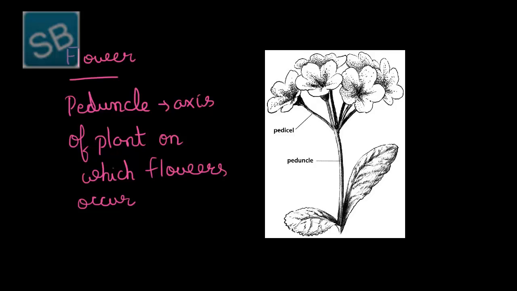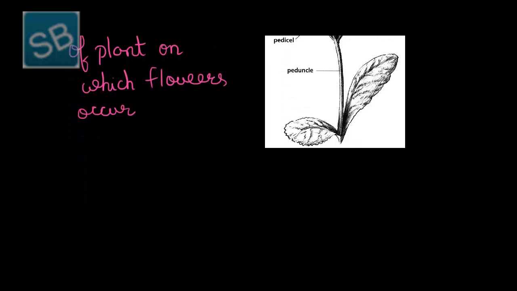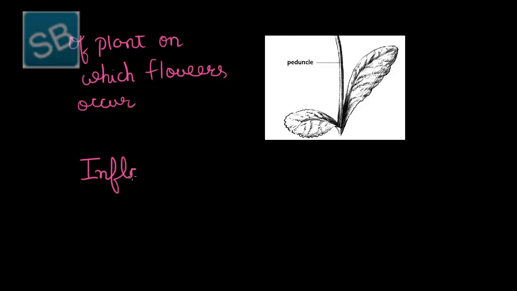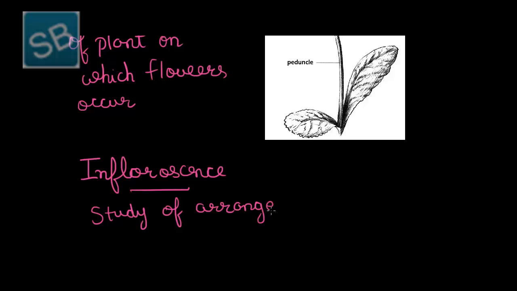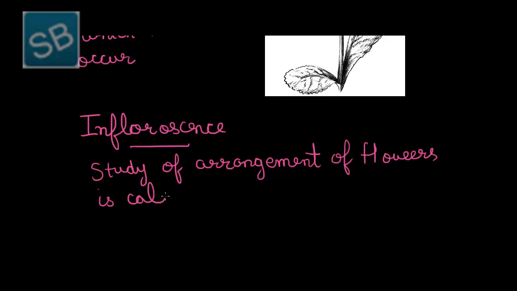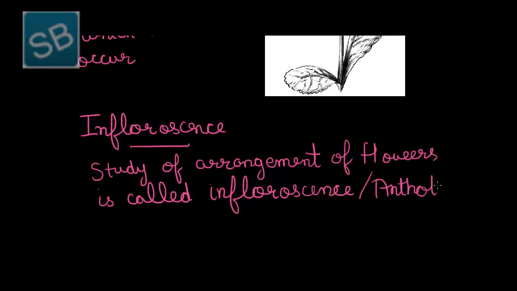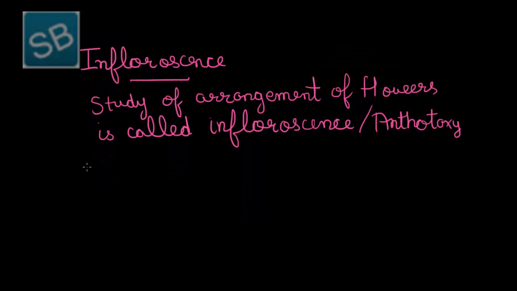Now, such an arrangement of flowers along the axis of the plant is known as inflorescence. So, in order to understand the flowers and their arrangement in detail, inflorescence study is essential. Inflorescence is also known as anthotaxy, that is, study of flowers. Now, inflorescence of a flower or plant can be either apical or axillary.